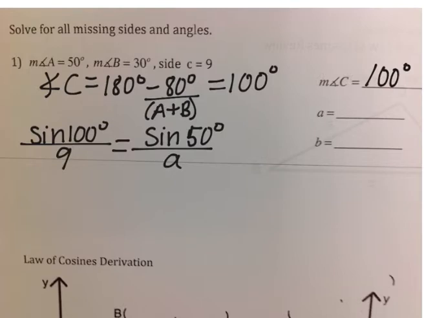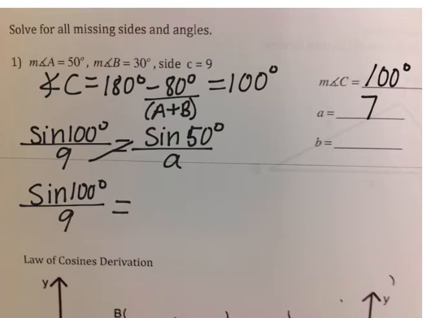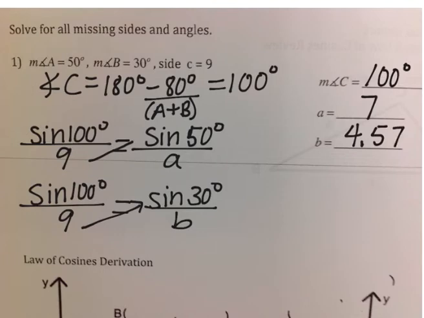You can literally put this in your calculator all in one shot. You would do 9 times sine of 50 divided by sine of 100, and that will give you 7. Then you can do, again, sine of 100 over 9 equals sine of 30 over B. Again, if you do in your calculator 9 times the sine of 30 and then divide by the sine of 100, you will get the other missing side, which is 4.57.